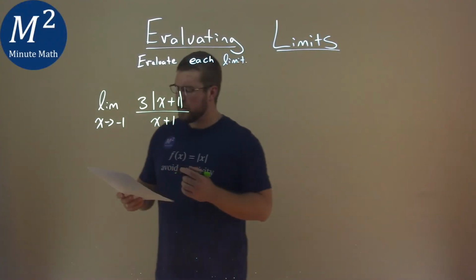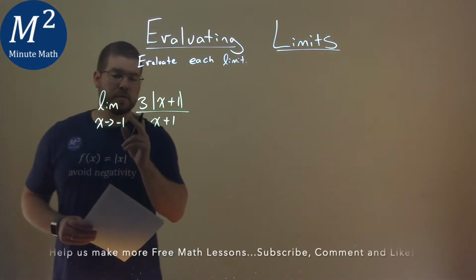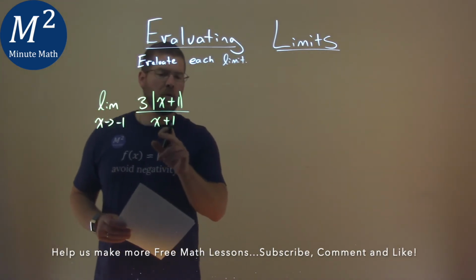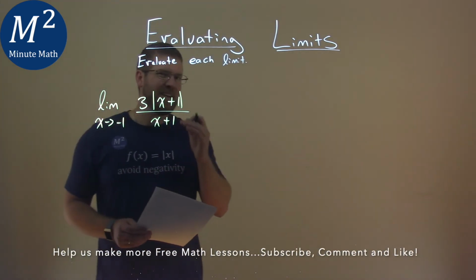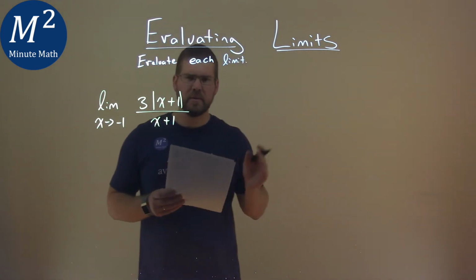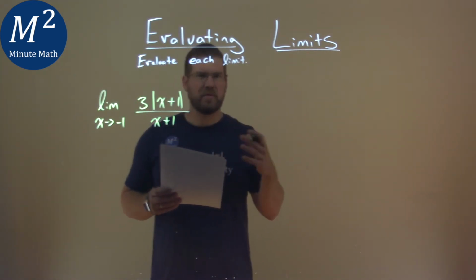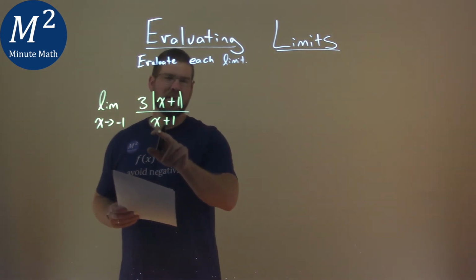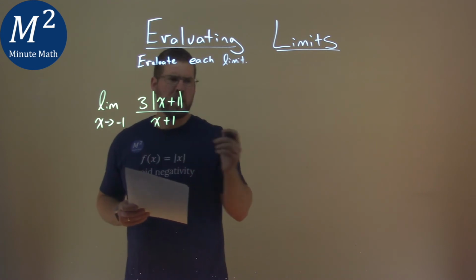We're given this problem right here. The limit, as x approaches negative 1, of 3 times the absolute value of x plus 1, over x plus 1, and we need to evaluate this limit. To get a picture of this, I'm going to use a table. Let's see what happens as we get close to negative 1. I can't put negative 1 in right away. It doesn't exist because we're really dividing by 0 there. So we do a table.